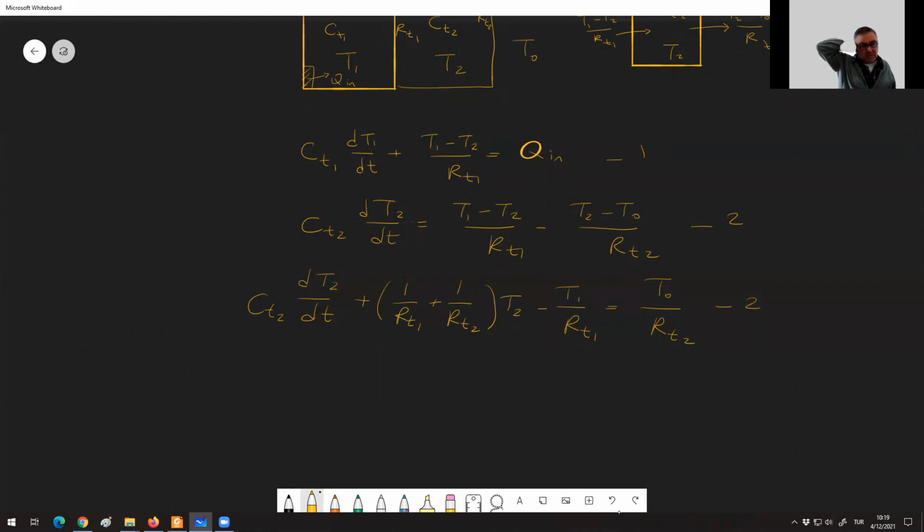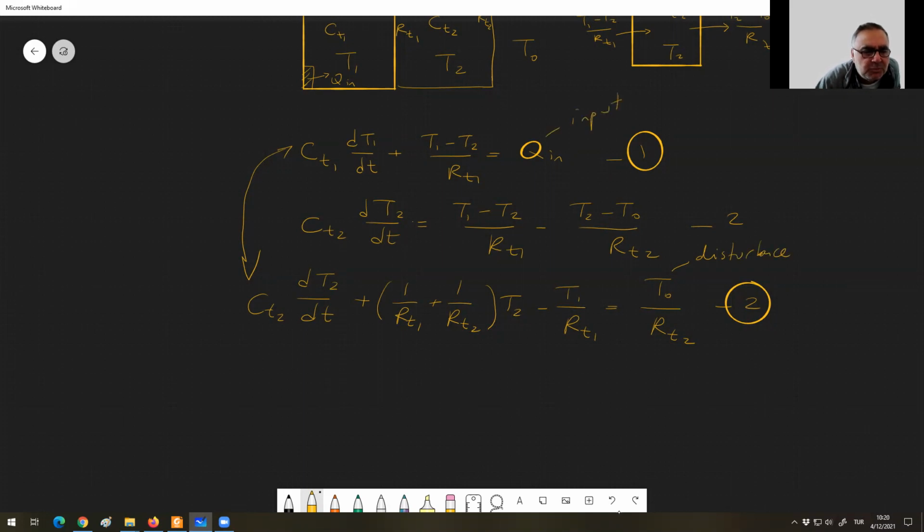You see, the equations are coupled to each other. The T2 equation contains T1, and the T1 equation contains T2. So these are the two equations that relate to each other. You can solve these equations together in order to obtain a relationship between input Q in and output. Let's say output you might define as T2 or something like this. TO is the outside temperature. This is again the disturbance, something you don't have control over. This is the input. Output can be T1 or T2, it doesn't matter. You can define either of these as outputs.